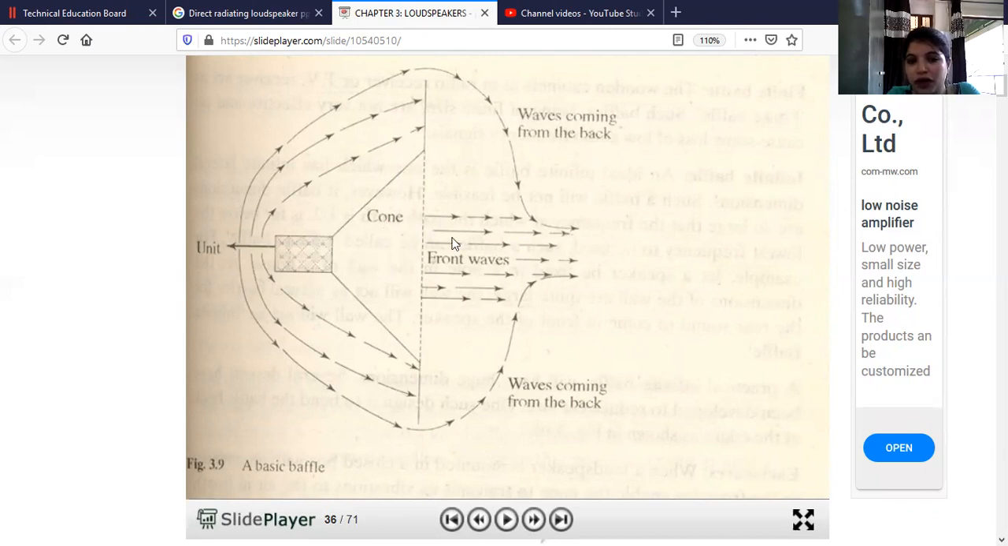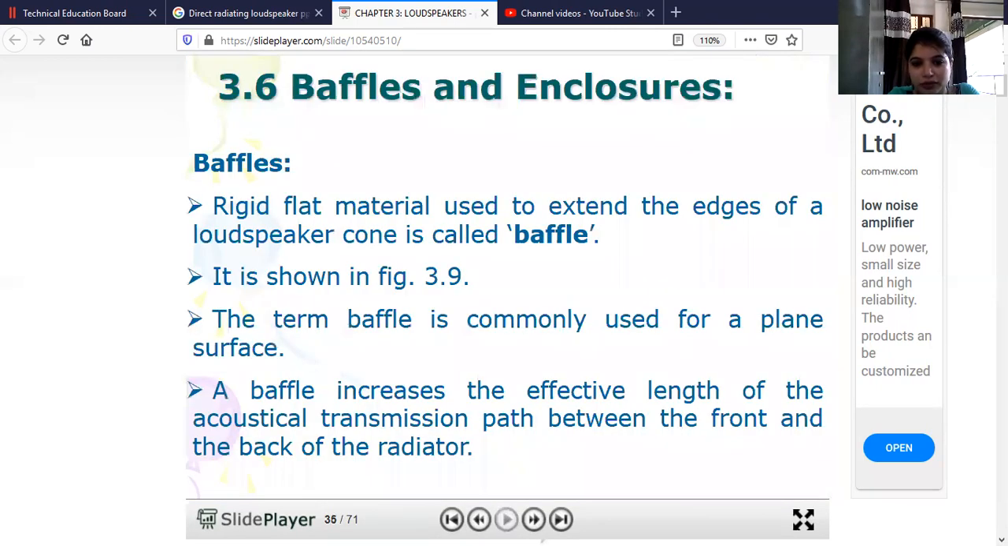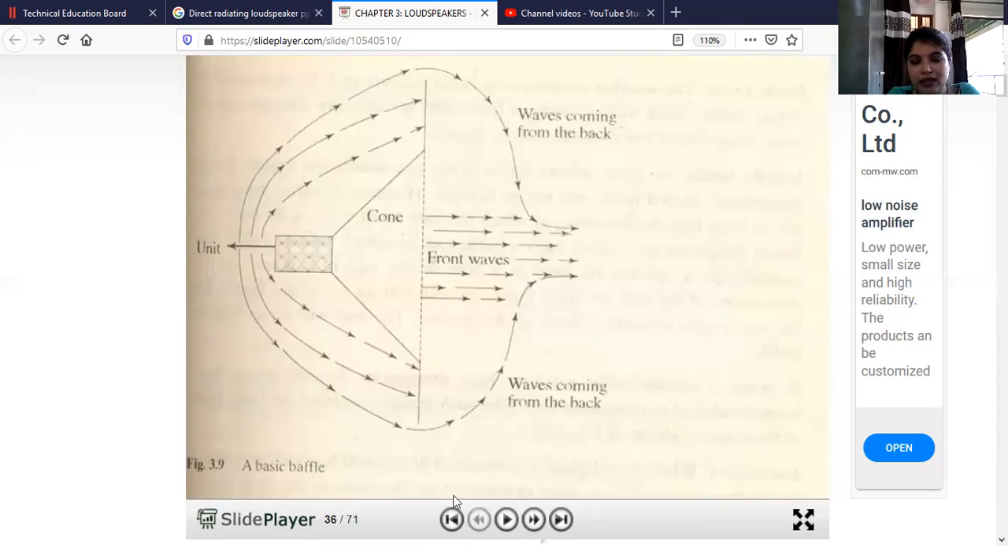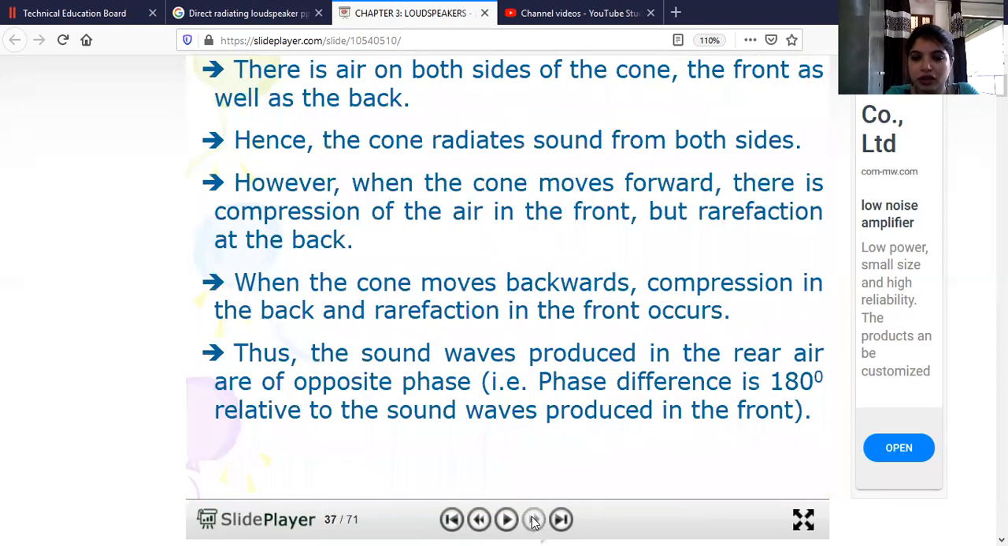Why will it move frontward and backward? Because of the pressure that is exerted on it so that it can produce sound waves. So the diaphragm will move backward and forward, and compression and rarefaction will happen accordingly. Now as compression is here and rarefaction is there, or the reverse, there will be a difference of phase, that is a 180-degree phase difference.